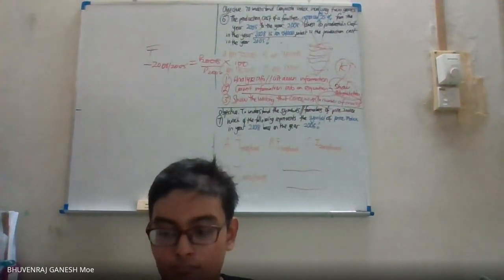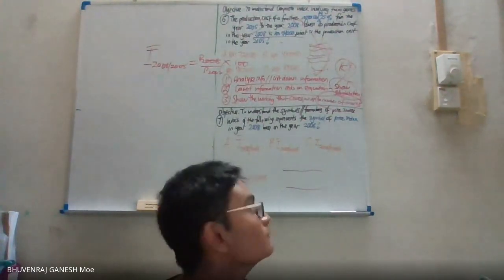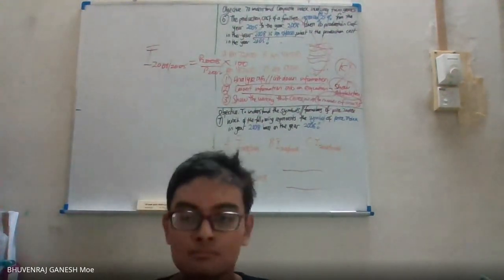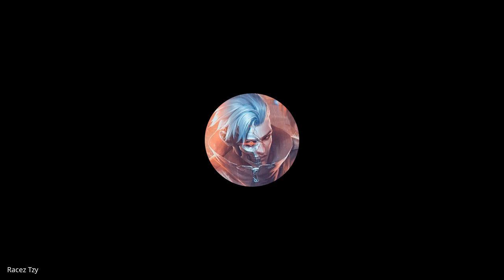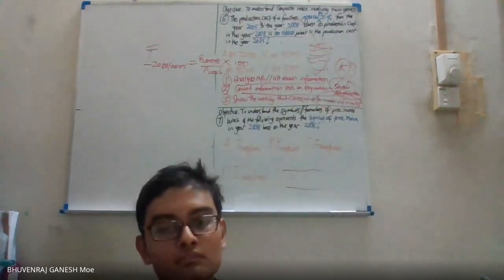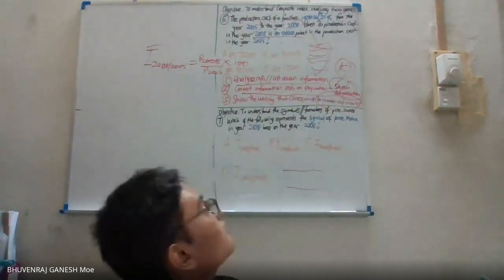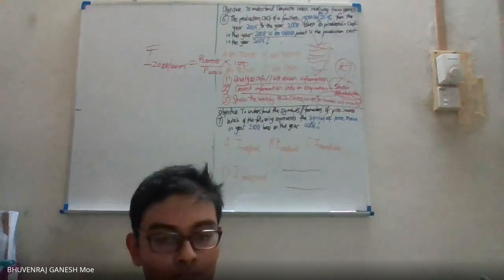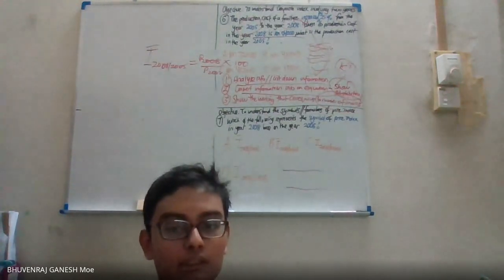So type in the chat box which letter you choose. Okay. Is there any info more? Yeah, there, the number 54,000. Oh, this one is price, not quantity.